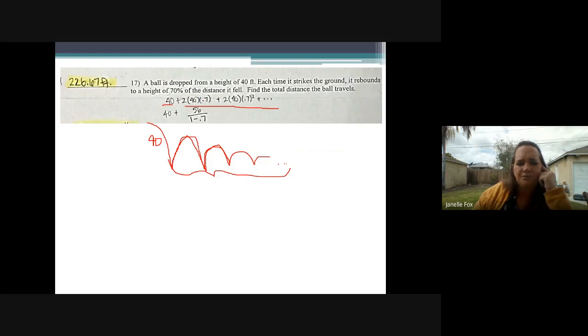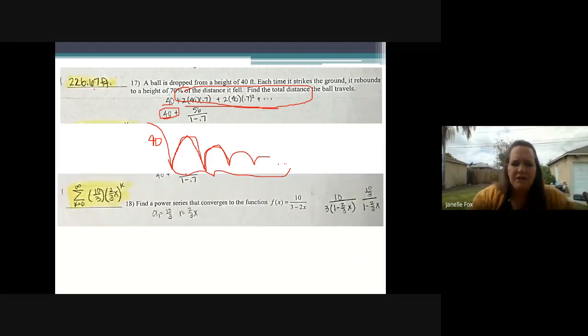All of this part ended up being a geometric sum. The first term is actually 2 times 40 times 0.7, and then I'm multiplying by 0.7 each time. And then I have the original 40 to deal with. I put all of that in my calculator and I got 226.67 feet. Very nice. Okay, question number 18.